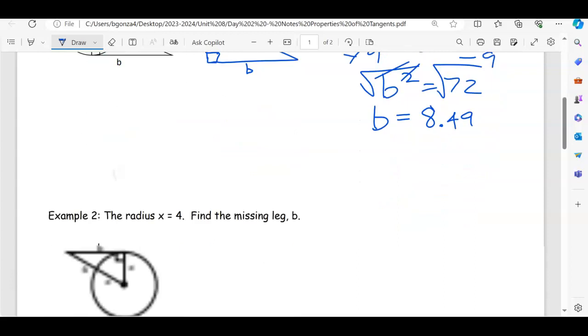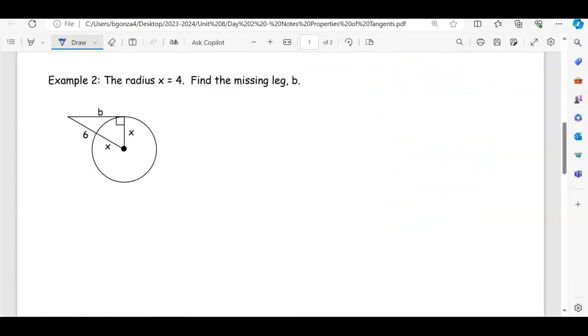Example 2. Did you label it? If x is 4, did you put a little 4 and a 4, right? So here's a 4. Here's a 4. If I redraw that triangle, okay, b is on top, it's still missing, 4 is over here, and on this whole hypotenuse, 6 plus 4, right, 6 and 4 together, we add them up and we get 10.